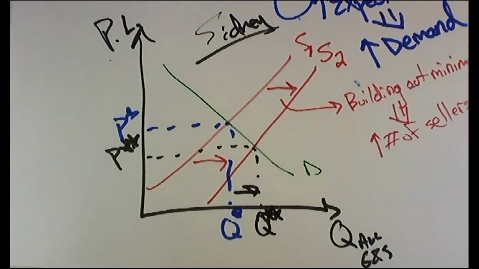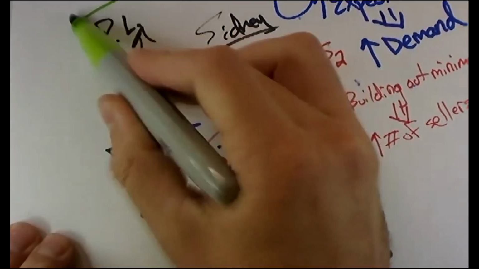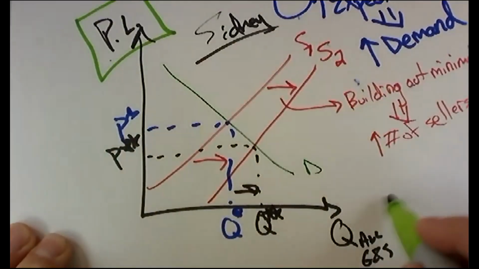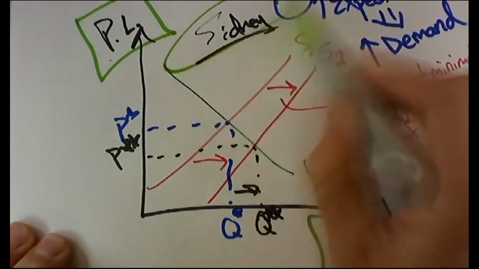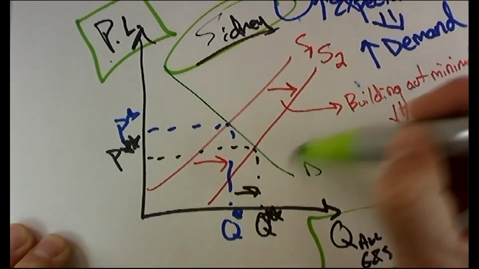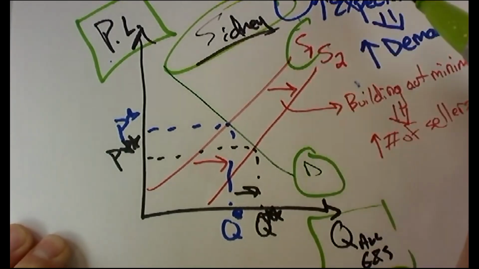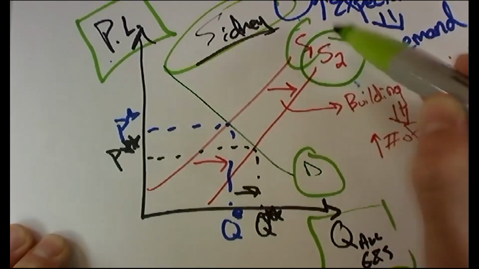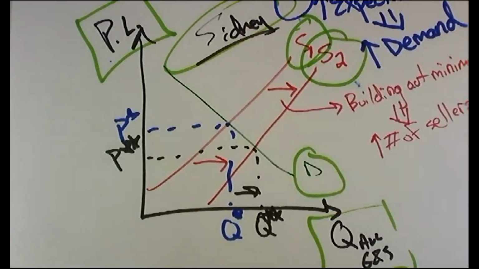So whenever we're talking about a shift, we have a few different things that we really need, right? We need an axis on the y-axis. We need an axis on the x-axis. We need a title. We need to know what the heck we are actually talking about. We need at least one demand curve and one supply curve, and we need another either demand or supply curve, right? So those are our elements.